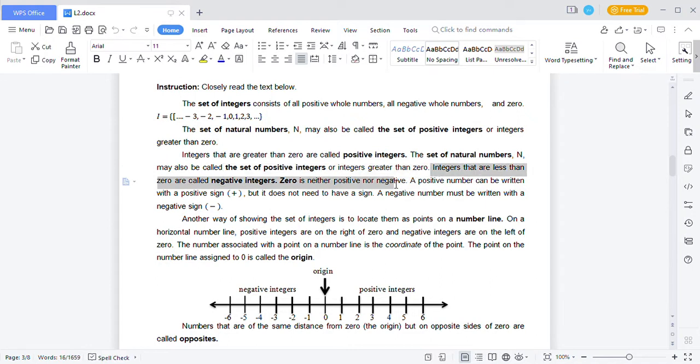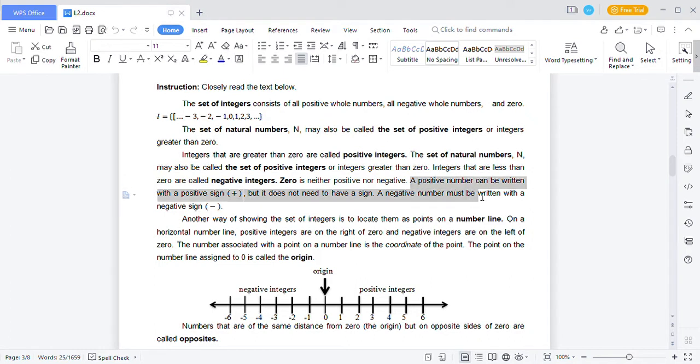Integers that are less than 0 are called negative integers. So the numbers that are less than 0, meaning the negative ones, we call negative integers. As I said when we were having our face-to-face class, 0 doesn't have a sign. 0 is neither positive nor negative. So 0 is not positive and it is not negative. 0 doesn't have a sign because 0 is neutral.